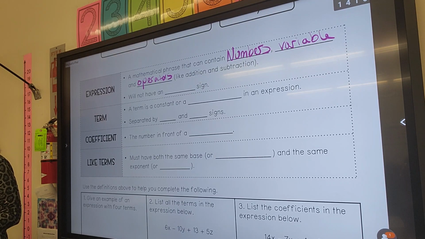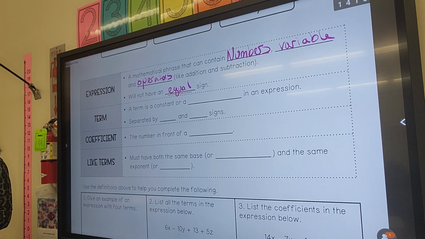It will not have an equal sign. Wait, is that pointing towards us? It's pointing to the board. Thank you. It's not pointing towards any of you.